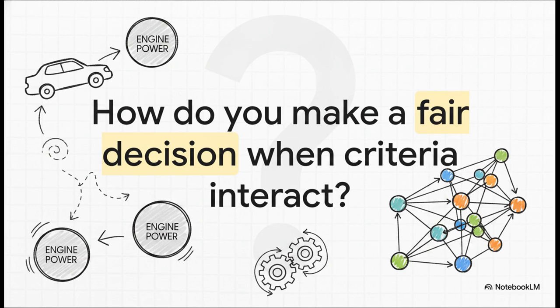How do you make a fair decision when your criteria are secretly working together? See, we usually assume our decision-making criteria operate completely independently of one another. But think about buying a car. If you're judging based on speed and engine power, those aren't truly separate things, are they? So what actually happens to our choices when these factors are secretly influencing each other?